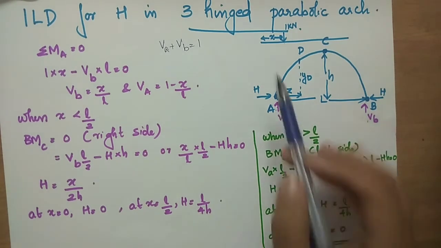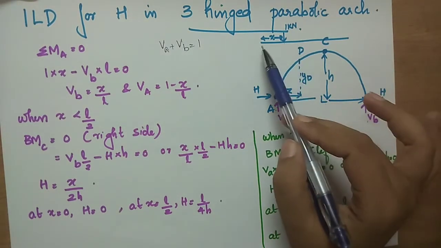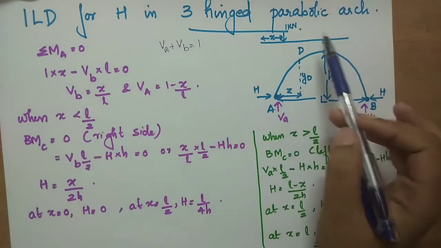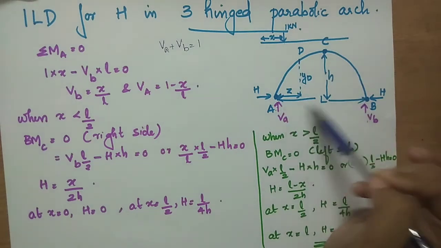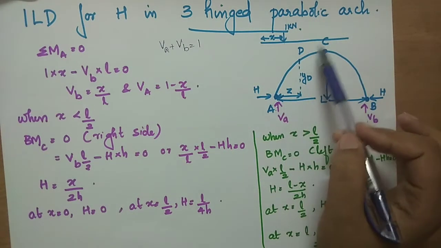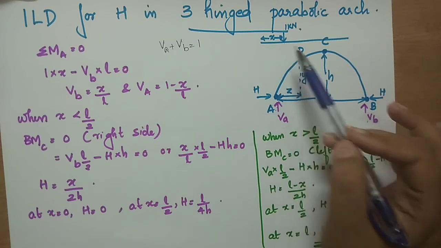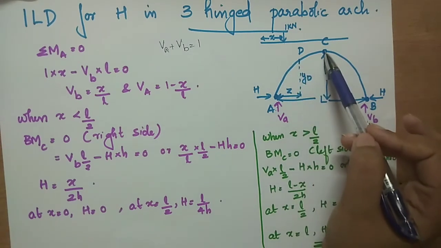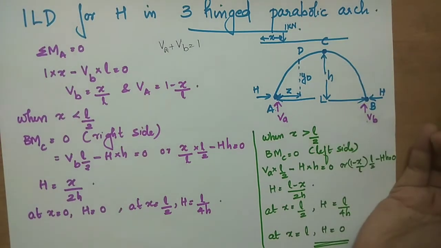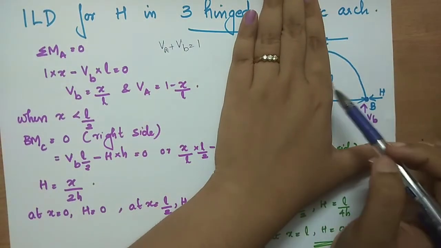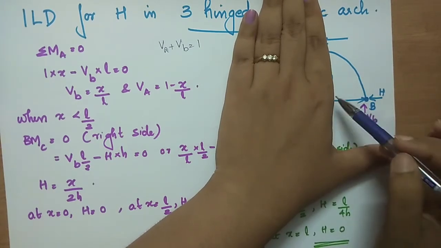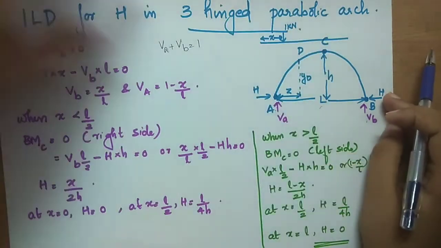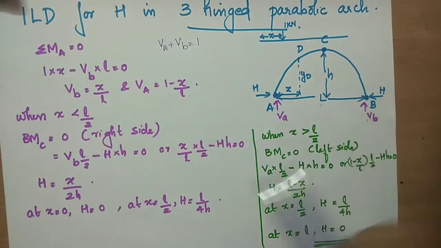Now, this moving load 1 kilonewton is moving from left to right. Suppose at this point, x is less than L by 2. That is, this moving load is within the left portion of the arch. In that case, bending moment at C, moving load is to the left of C, is VB into L by 2 minus H into h is equal to 0, since moment about a hinge is 0.